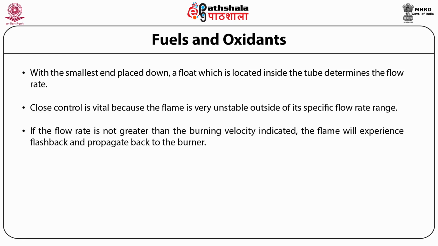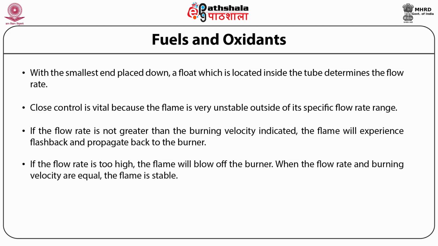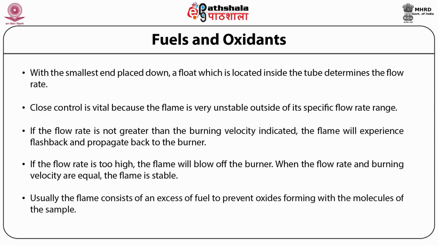If the flow rate is not greater than the burning velocity indicated, the flame will experience flashback and propagate back into the burner. And if the flow rate is too high, the flame will blow off the burner. When the flow rate and burning velocity are equal, the flame is stable. So usually the flame consists of an excess of fuel to prevent oxides forming with the molecules of the sample.